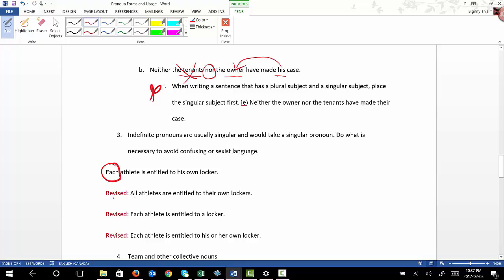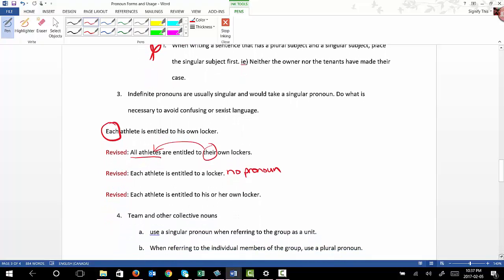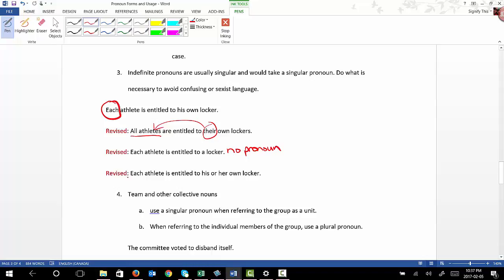So we can revise this to say "all athletes are entitled to their own lockers." Or we can revise it to say "each athlete is entitled to a locker." In this case, we're not even putting in a pronoun. Or we can say "each athlete is entitled to his or her own locker."